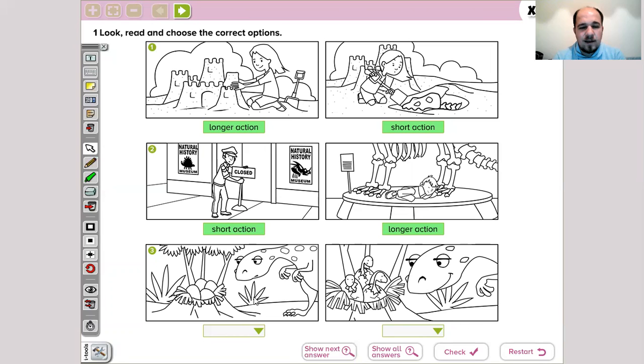Here we go. I think while the dinosaur was looking at her eggs, they just cracked. So this is short, this is long. That's my idea, but I'm not sure. Yes, this is longer action. She was looking at her eggs and suddenly they cracked and the chicks or the little babies came out.